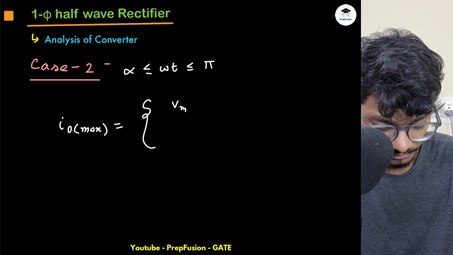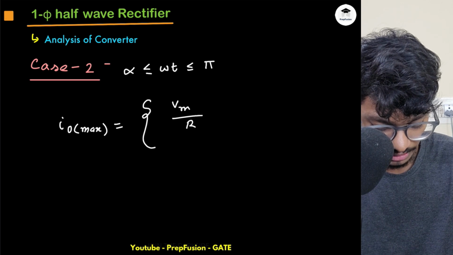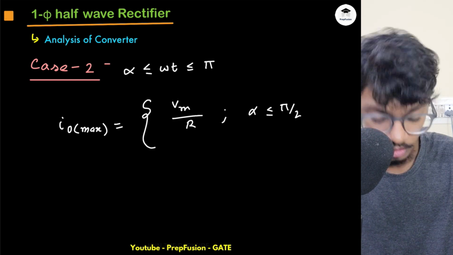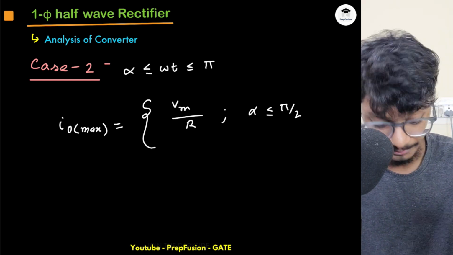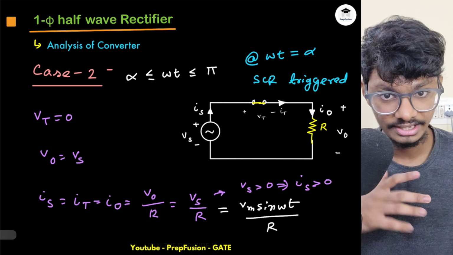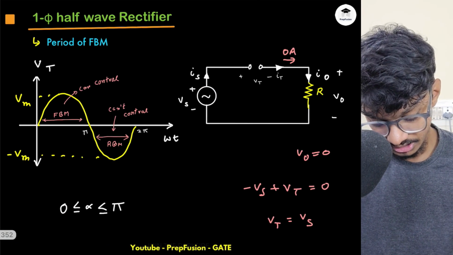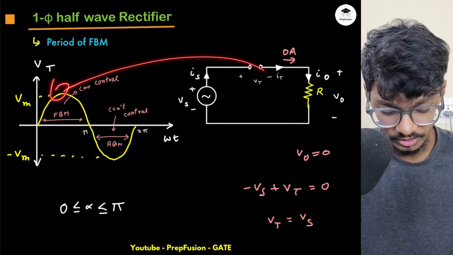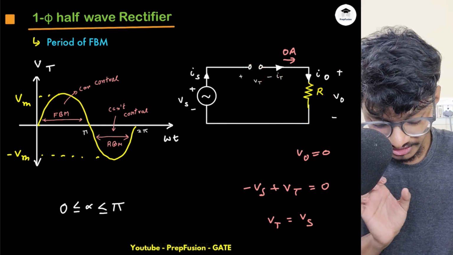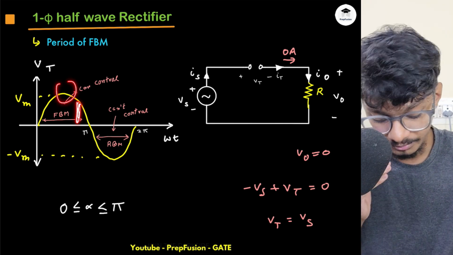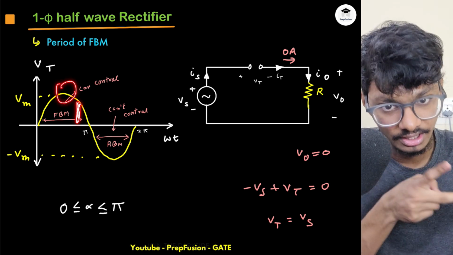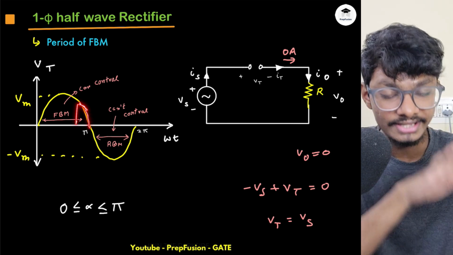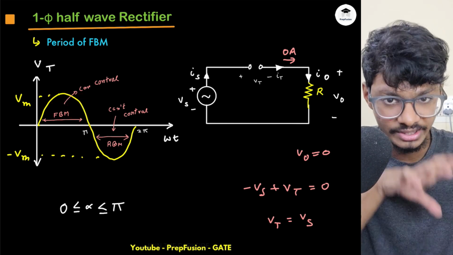It can be Vm by R when my alpha is less than or equal to pi by 2. Because I'm triggering the SCR before pi by 2, my device is always on after this region, and I get a peak voltage at pi by 2 across my output. Now if I trigger my SCR somewhere around here, will I be able to produce Vm across my load? No, because after that it will only reduce, and here it will be naturally commutated, so the SCR will turn off. So I won't be able to get my peak voltage Vm.